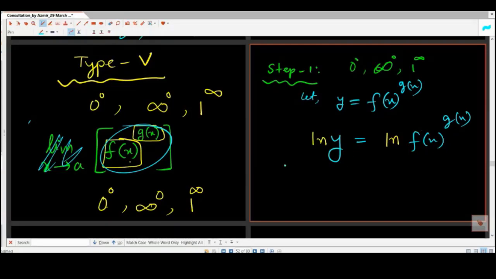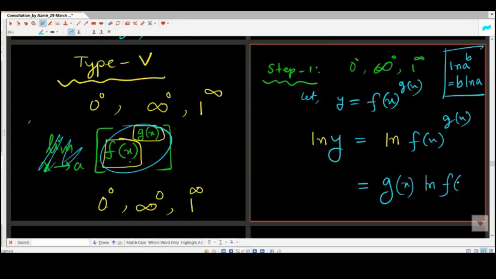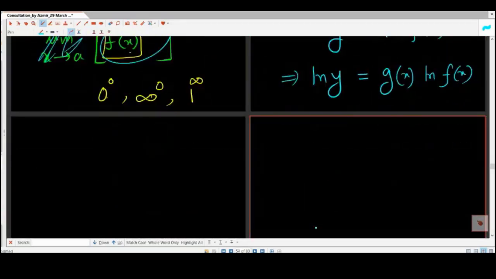And we know a property of logarithm that if we have natural log of a power b, we can write b times natural log of a. That means this power comes before. So we know this property. So natural log of f of x power g of x can be written as g of x natural log of f of x. And in the left side, we have natural log of y.